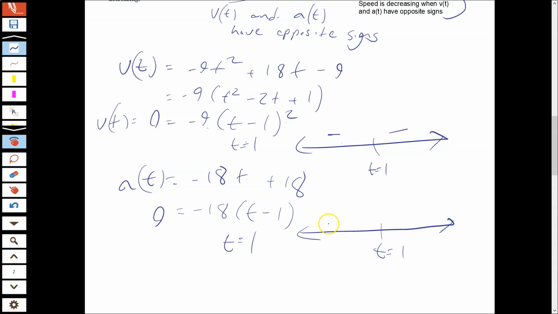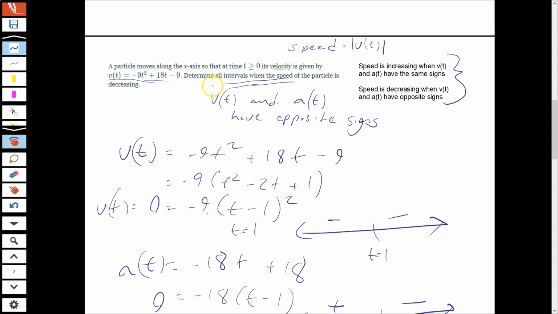I'm going to check a point for acceleration. I'm going to plug in 0 here. 0 minus 1 is negative 1, times negative 18 is positive. Then on the right, I'm going to plug in 2. 2 minus 1 is positive 1, times the negative 18 is negative. Okay, now we have enough information to answer the question.